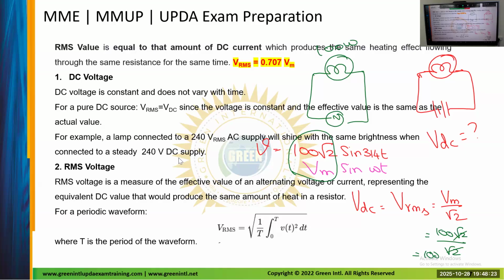In our exam, we may have a question like this. Or some other time, the data may be given in terms of DC and we may need to find it in terms of AC. The only thing is, we must remember this formula.